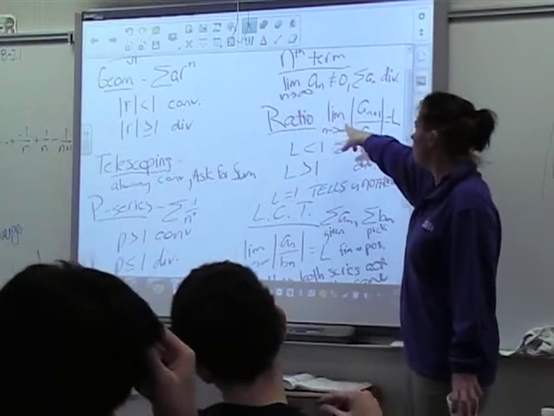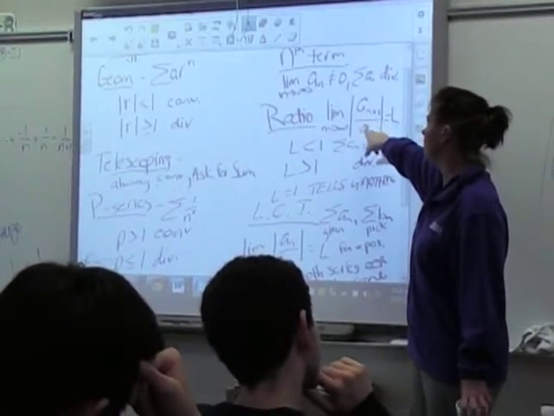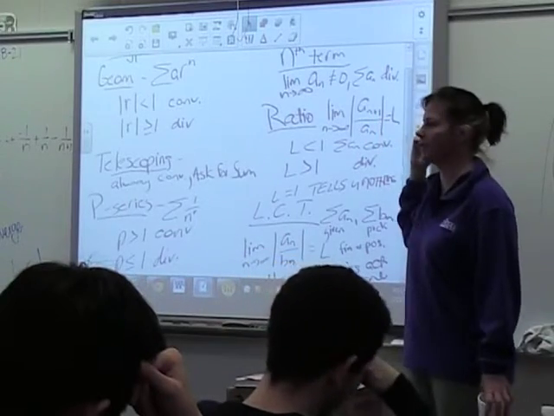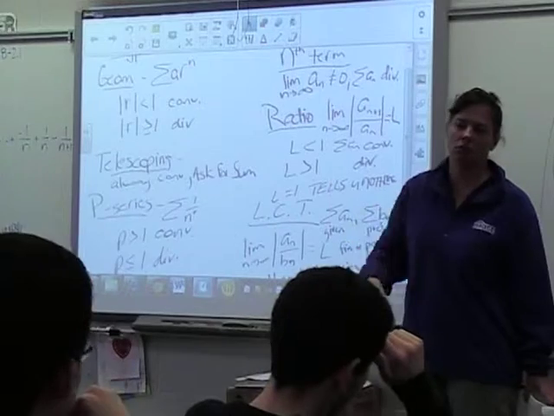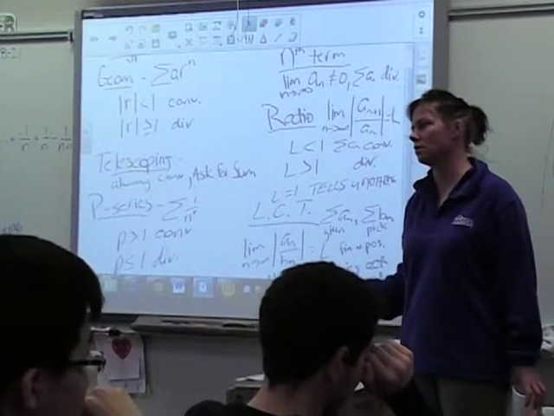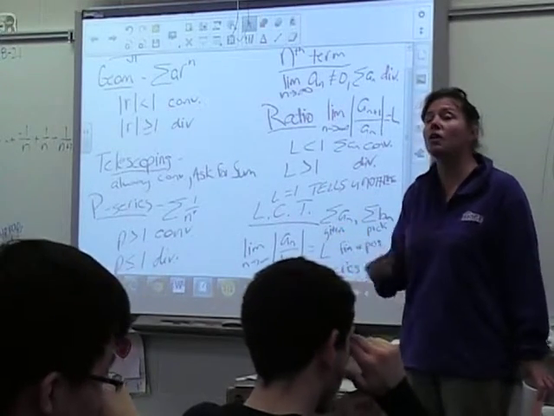Alright, so for the ratio test, we're looking at the limit of a sub n plus 1 over a sub n equals L. When is it going to converge? When L is less than 1. When is it going to diverge? L is greater than 1. What happens when L equals 1? You don't know. It tells you nothing.